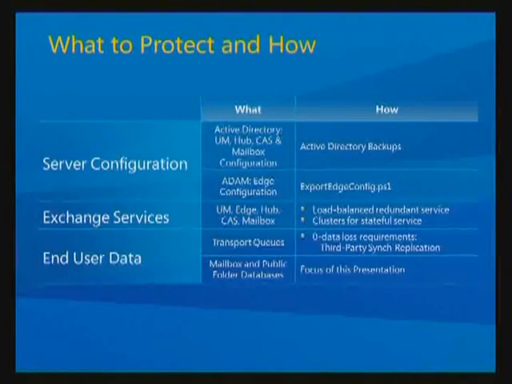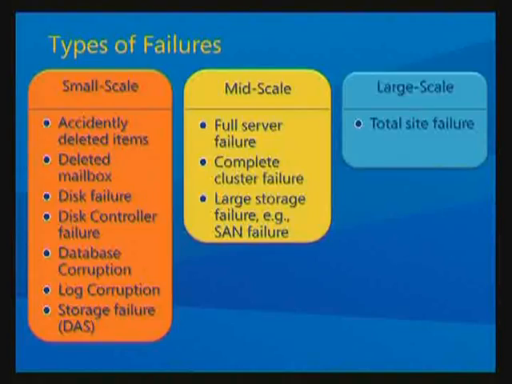Let's talk about your protection options for mailbox data and the mailbox server. So, as I said, I've broken these up into types of failures. So you have your small scale. That would be typically somebody deletes an item by accident, or you have just a single disk fail. You had an entire SAN, but just a disk failed, or you had one database get corrupted, or a single log get corrupted. In the mid-scale, I'm thinking there about an entire server. You lose a full server, you lose a whole cluster, you lose an entire SAN.